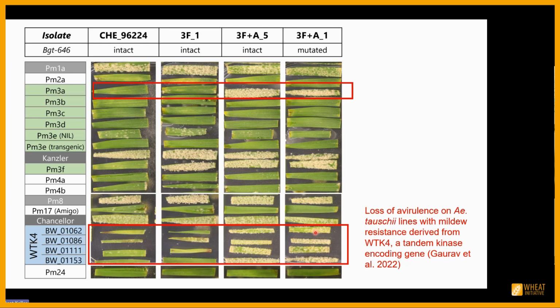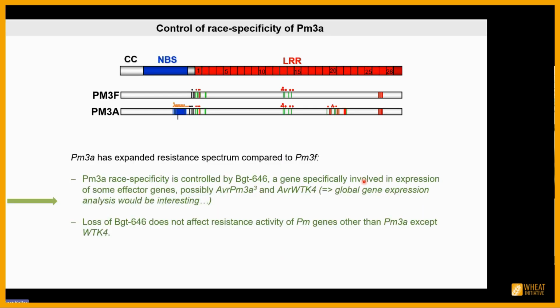In Aegilops tauschii lines, resistance was lost and virulence was gained, and I will come back to that. So obviously this BGT646 gene not only controls the avirulence gene expression for PM3A, but also for WDK4. And this is, of course, a very interesting observation, which I will come back to later.